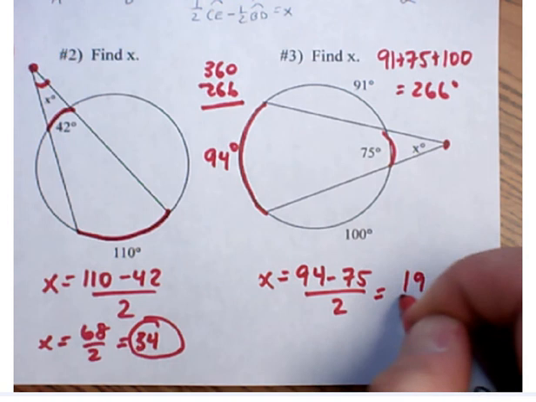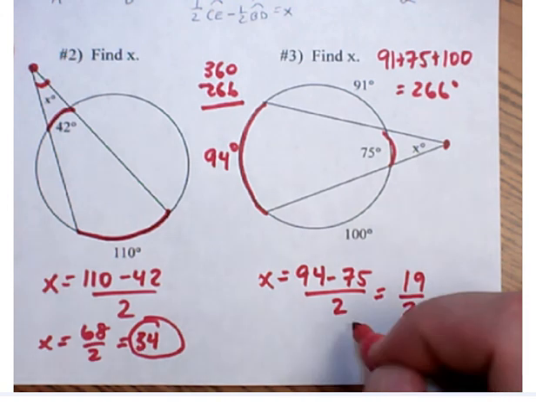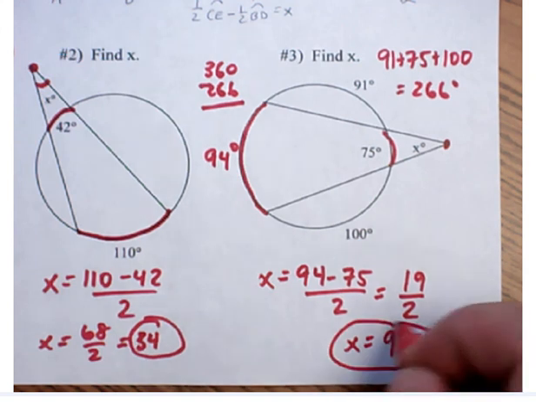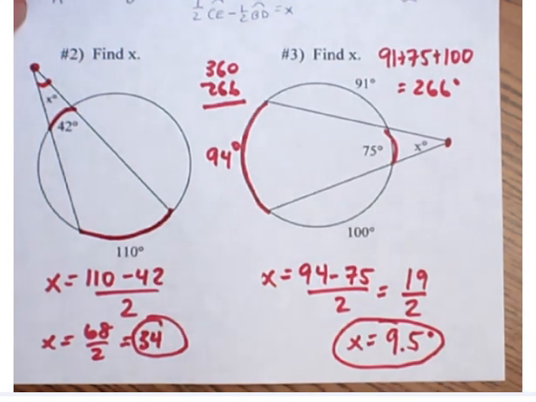So outside angle, x equals big arc minus little arc divided by 2. That's 19 divided by 2. We're going to get a decimal. We get 9.5. That's okay. It works. And that is the answer to number 3.